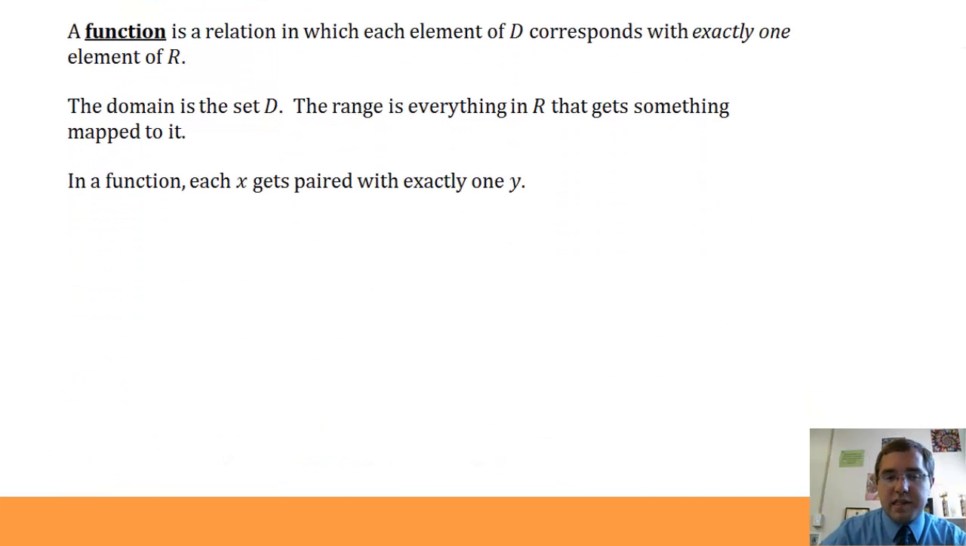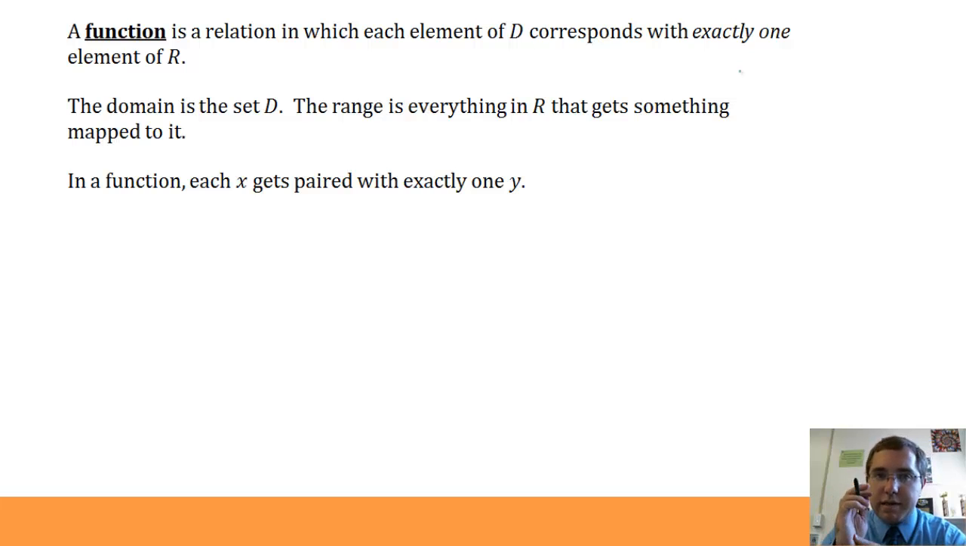A function is a special kind of relation. A function is a relation in which each element of D corresponds with exactly one element of R. The words exactly one here are important. It means there is one, so every element of D goes to something in R, and there is not more than one. There is exactly one for every element of D.